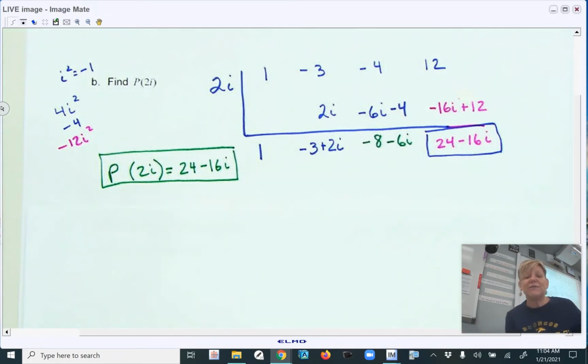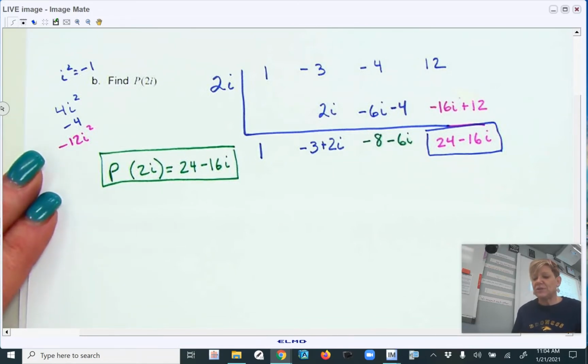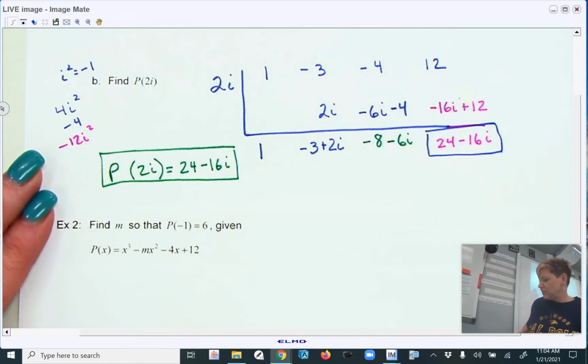So now you know how to evaluate a function using synthetic division and the remainder theorem. This even works for other ideas and other types of problems. So here we have another type of problem in example 2. I'll give you a second to write that down, or you can pause the video.